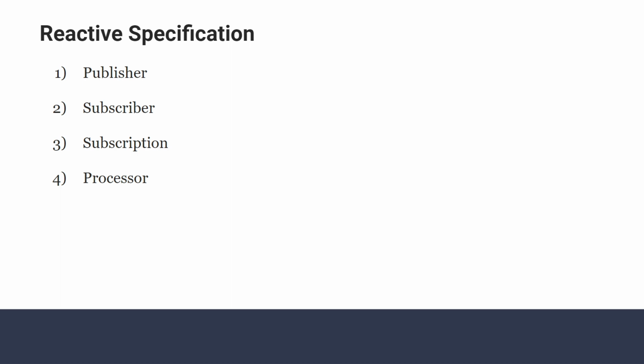Reactive specification. Reactor has a set of rules to implement the Project Reactor application. It has four interfaces called Publisher, Subscriber, Subscription, and Processor.